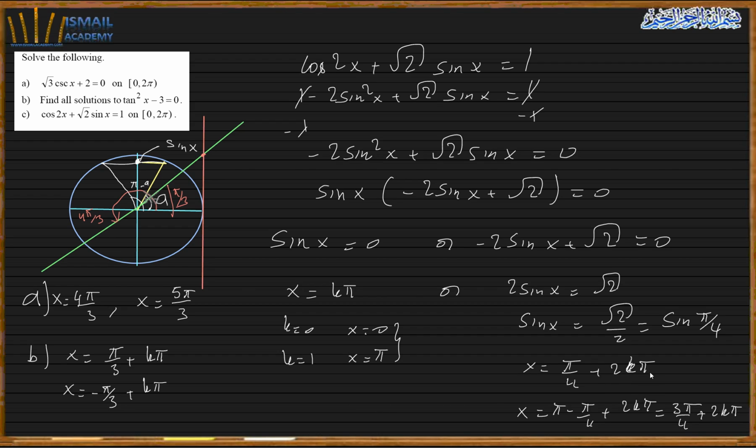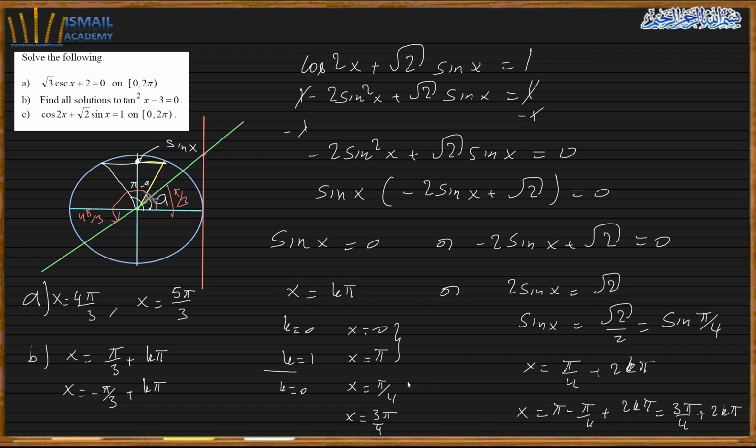And I do the same thing here. For k equals 0, I will have x equal pi over 4. If I choose k equal 1, it will be greater than 2 pi, so I will not add 1 here. Again here, if I choose k equals 0, I will have 3 pi over 4. If I choose k equal 1, it's going to be above 2 pi, so I will not choose that one.